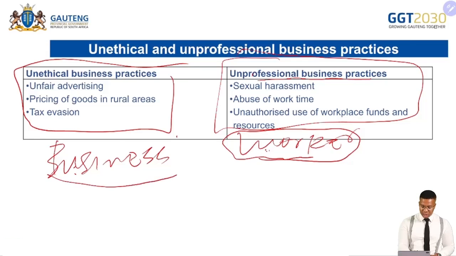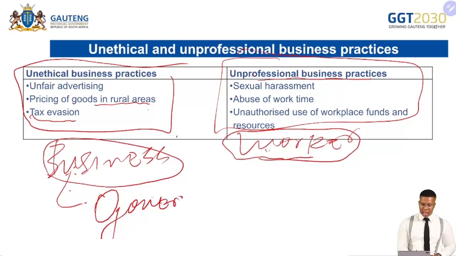But when you're looking into the business, this can be unfair advertising. This will be affecting the society. This can as well be pricing of goods. It's also affecting the what? The customers who are in rural areas. And then tax evasion is a business trying to avoid paying tax, which will affect or involve the government, because the government is the recipient of the tax.